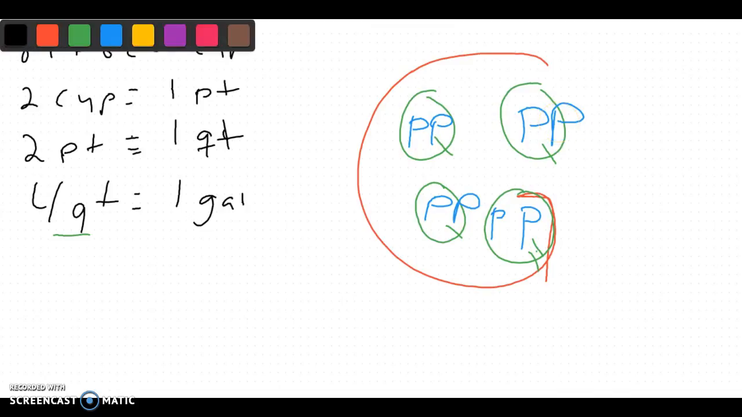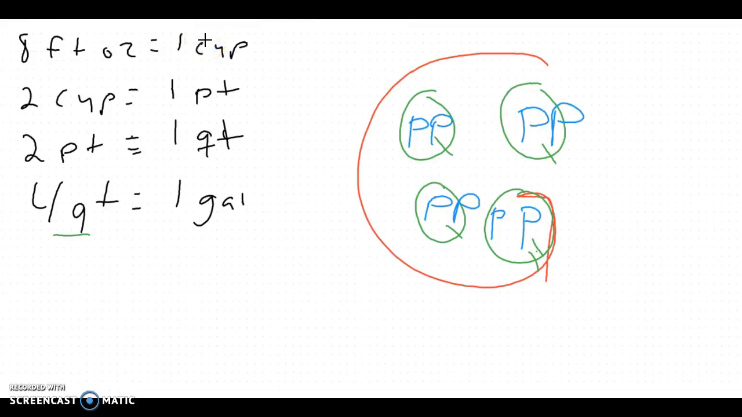And then in each pint, we have 2 cups. I'm going to put 2 C's in each pint. And I ran out of room, but if I were to keep doing this, inside every cup would be 8 ounces. So we're going to come back to this as we look at some example problems.